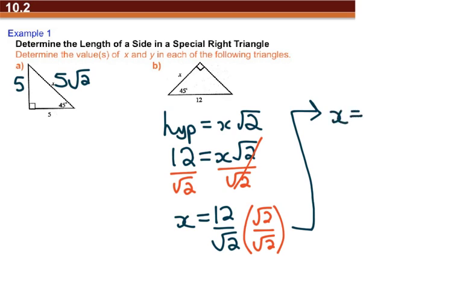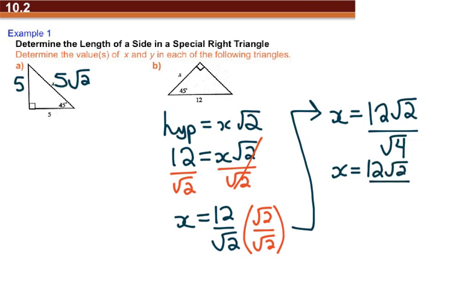So on top, we have 12 times root 2, which is 12 root 2. We can't combine those. The 12 is outside a root sign. The 2 is inside. On the bottom, we can multiply those together since they're both under root signs. So we have root 4. Now this doesn't quite eliminate the root in the bottom. We need to simplify it. So 12 root 2 on top, and on the bottom, square root of 4 is 2.